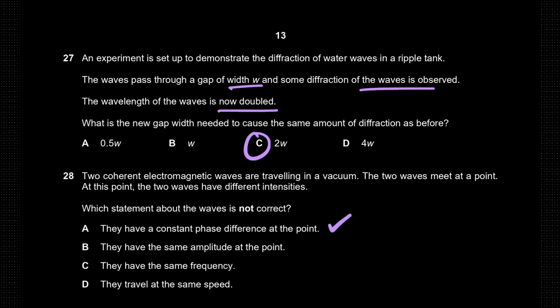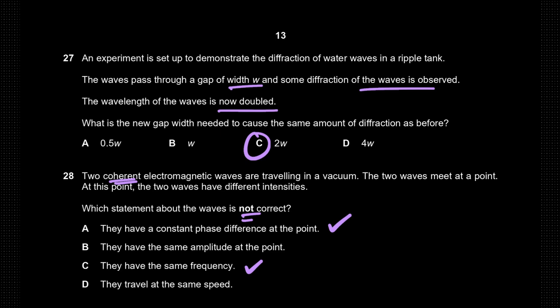This is correct because coherence by definition means that their phase difference is constant throughout. And for the phase difference to be constant, their frequency must also be the same. So this is also correct. So this cannot be the answer because it's asking for a not correct statement.